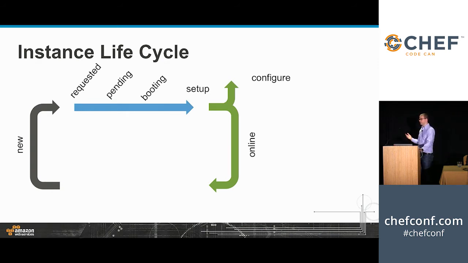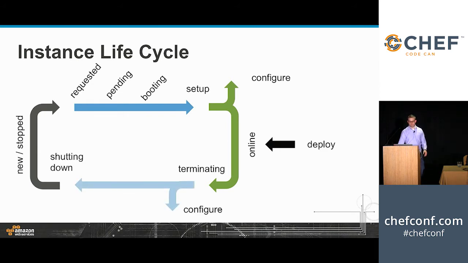The instance itself will now be called online, so it's available. It's reached its available state. If you like to, you can now of course deploy new versions of your application over its lifetime. And then at some point, you're going to shut down or terminate the instance, which will fire a configure event because the state of your system changed. There are now fewer nodes than there were before. And the instance will actually shut down. At some point, it will complete the termination and will be again new or stopped, not running on EC2.